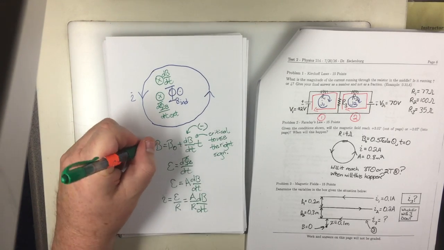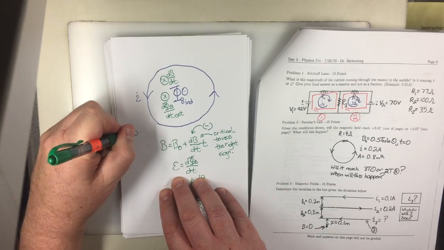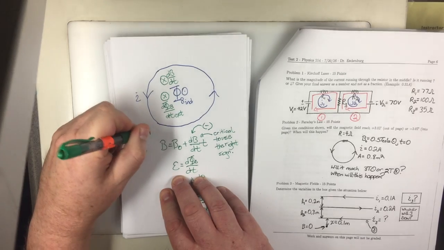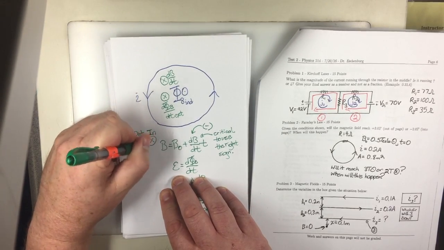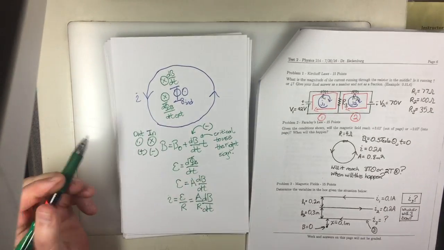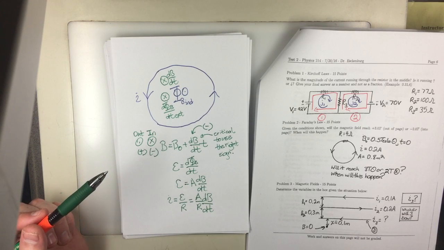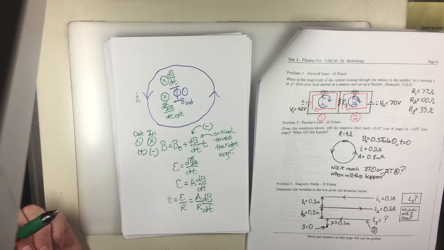Anything out is positive, anything in is negative. So if I say that the final B field is 2 Tesla into the page, numerically in this equation it would be -2. If it was half a Tesla out of the page, it would be positive half.